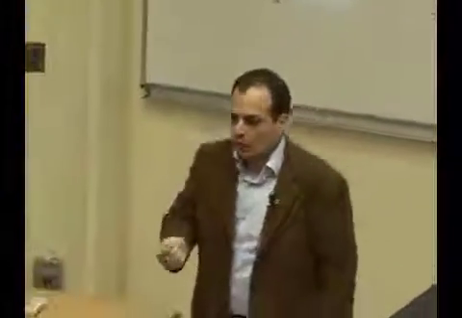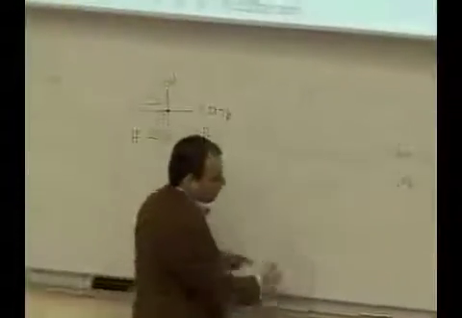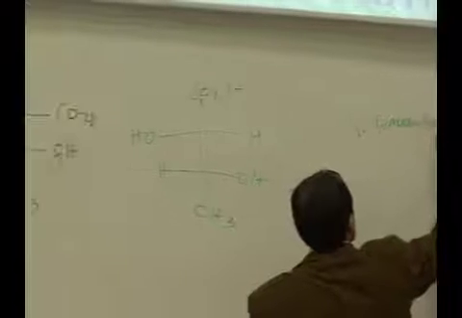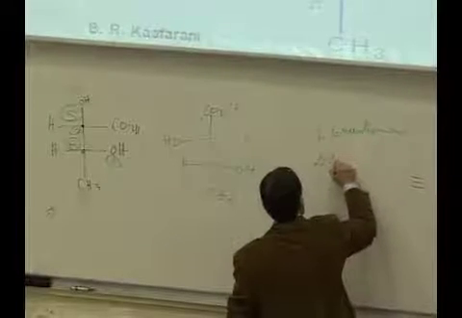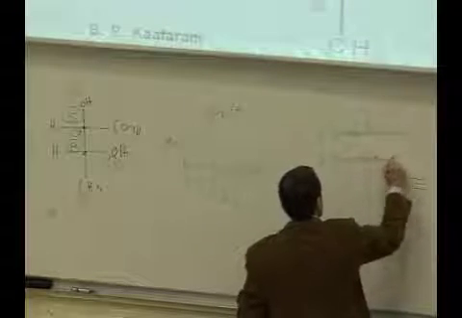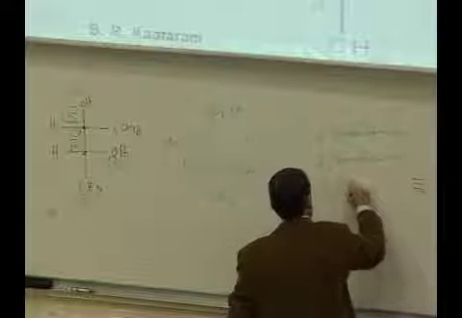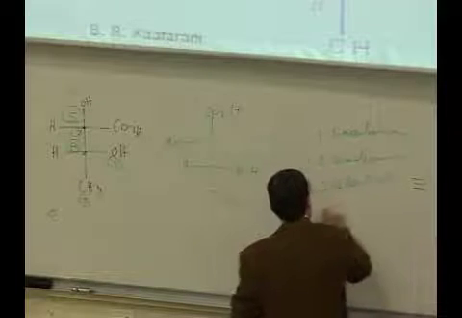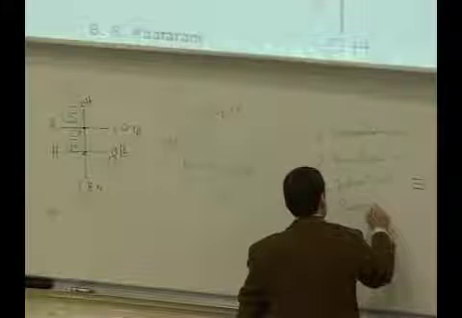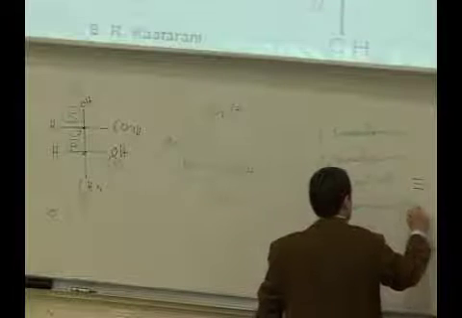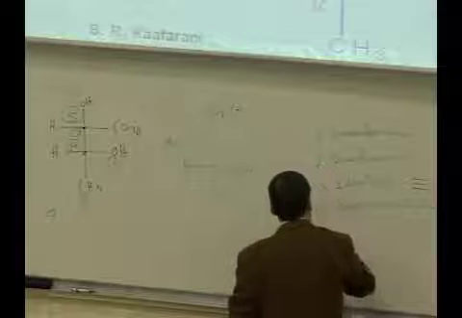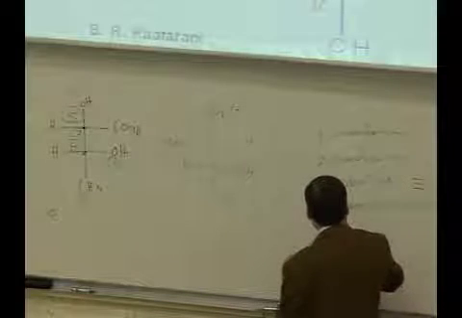You know what? While we are proving it, I'm going to ask you a question. What is the relation between these two structures? Choices you have in the exam: enantiomers, diastereomers, identical, resonance structures, and constitutional isomers.